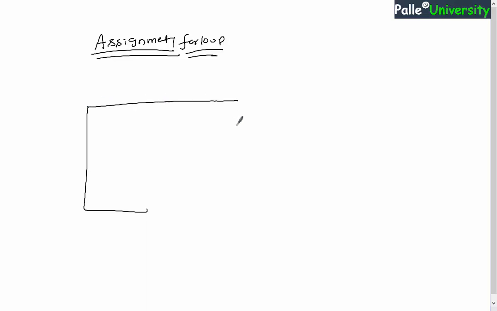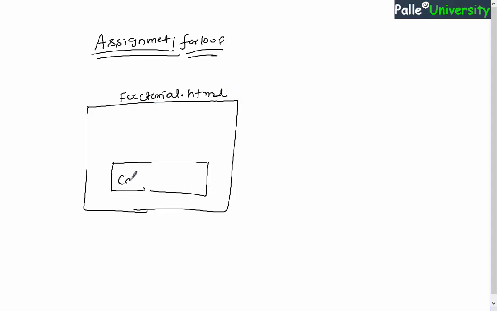So in this session, I will give you one simple assignment based on for loops. The assignment is, you need to create a page with the name factorial.html, and inside this page you need to create a button with the name calculate factorial.